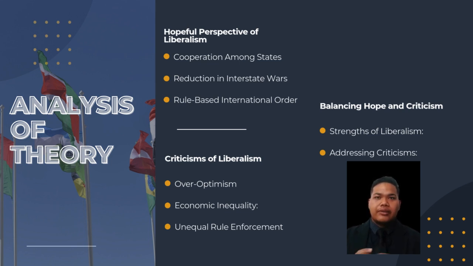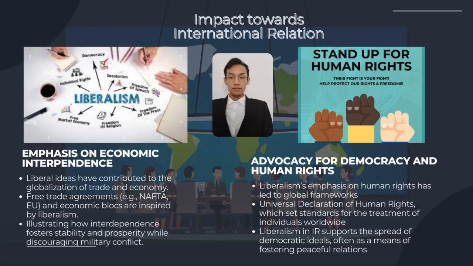The second one is addressing criticism. Rule enforcement reforms could make international institutions more representative, reducing the dominance of powerful states. Economic equity: balancing globalization with policies that address inequality, such as fair trade practices, can mitigate disparities.